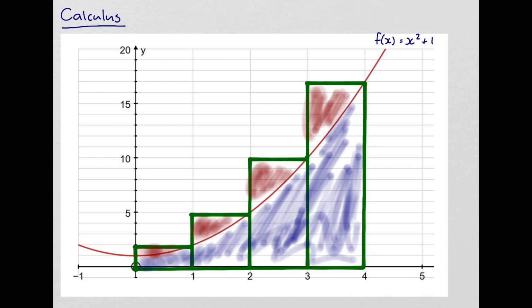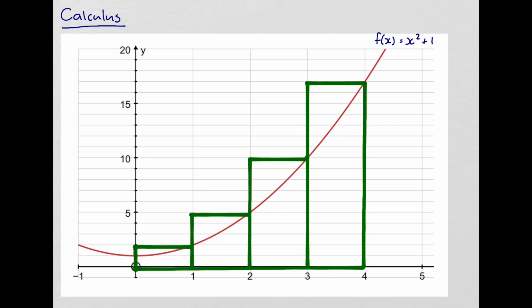However, when we work out the area of each of these rectangles, we're going to get the combined area of the red and of the blue. Let me show you what I mean. Now we're going to take the area of each of these rectangles, but in order to determine the area, we actually need to know their dimensions.